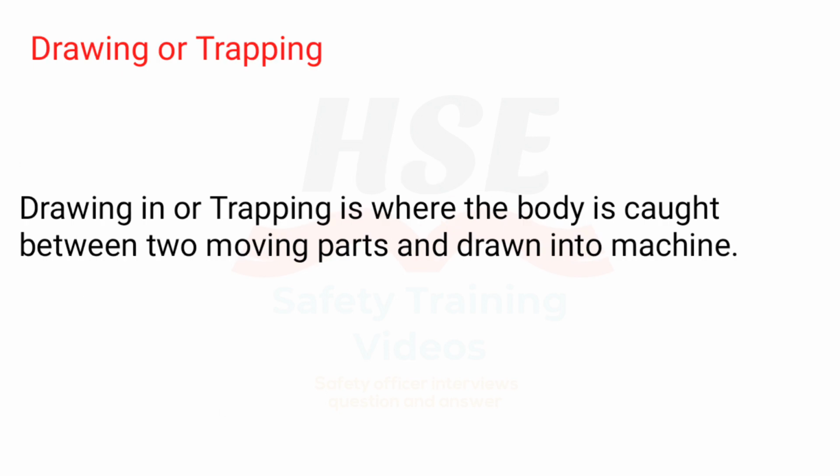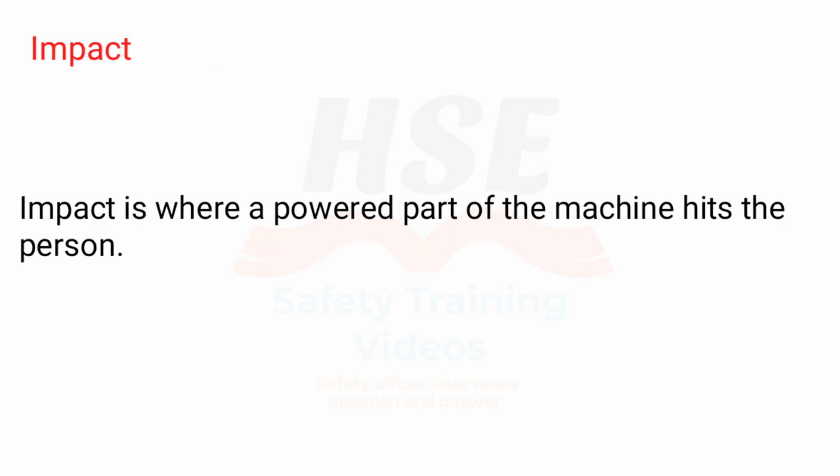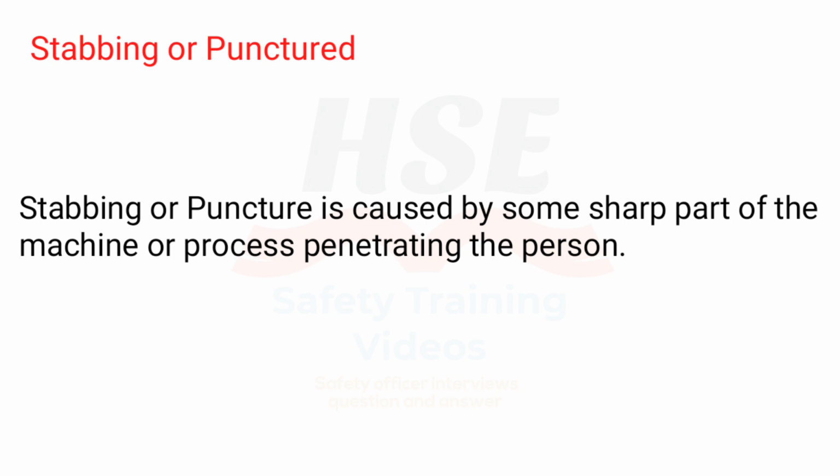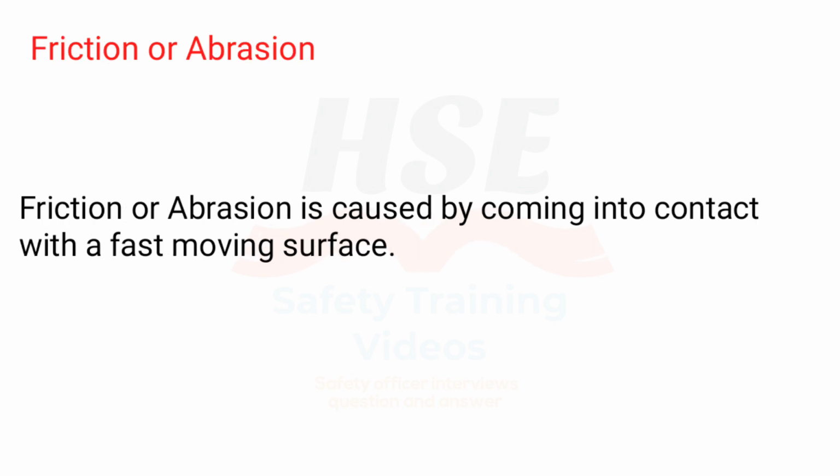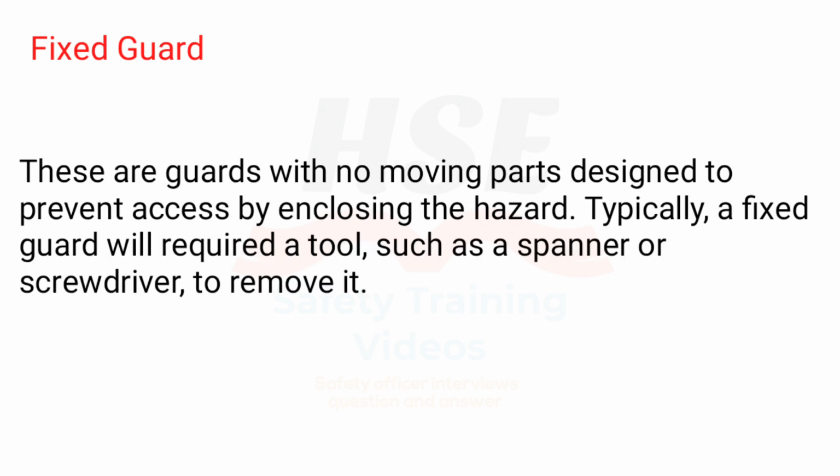Drawing or trapping. Drawing in or trapping is where the body is caught between two moving parts and drawn into the machine. Impact. Impact is where a powered part of the machine hits the person. Stabbing or puncture. Stabbing or puncture is caused by some sharp part of the machine or process penetrating the person. Friction or abrasion. Friction or abrasion is caused by coming into contact with a fast-moving surface. Fixed guard. These are guards with no moving parts designed to prevent access by enclosing the hazard. Typically, a fixed guard will require a tool, such as a spanner or screwdriver, to remove it.